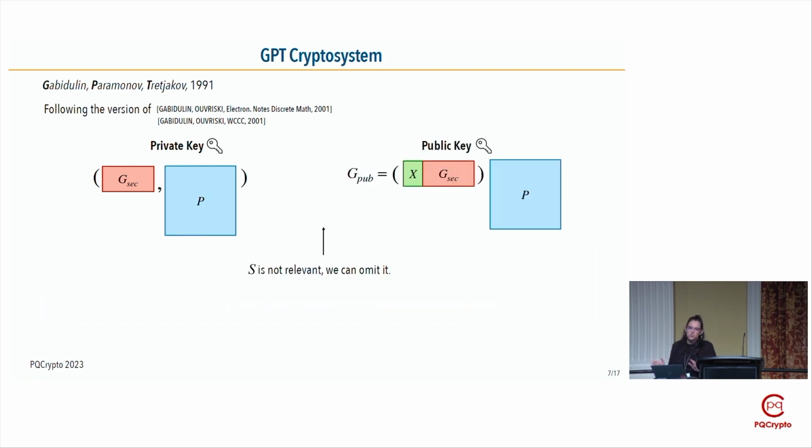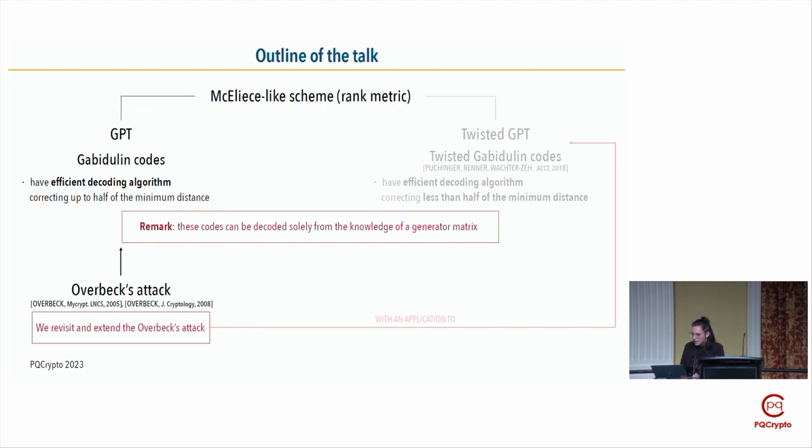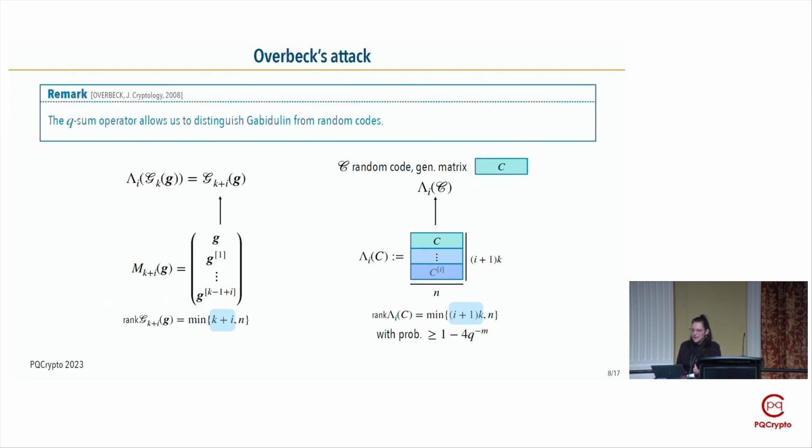OK, so S is not relevant. We can omit it just for simplicity. And we now talk about Overbeck's attack. The main idea behind this attack is related to the following observation. If we apply the Q-sum operator to a random code with generator matrix C, for example, then we get this matrix Lambda_I of C, whose rank is full with high probability.